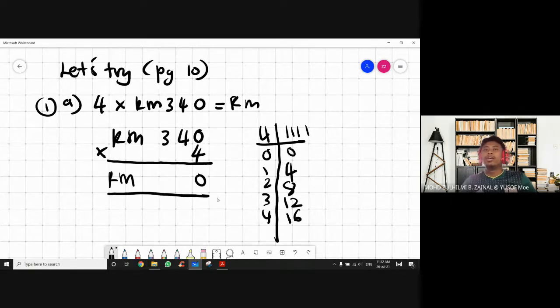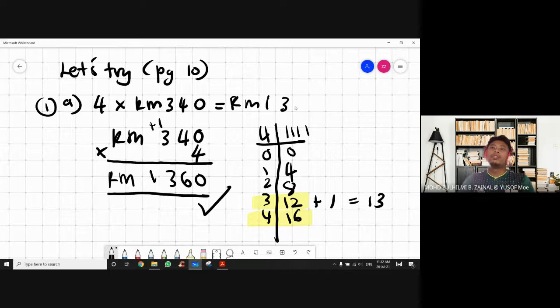So starting from 0 here, 0 times 4 is 0. 4 times 4 is 16. Bring down 6. Okay. Ni 16. 16 bring down 6. 1 tu buat apa? 1 letak atas. Okay. Buat plus sign. 3 times 4 equals to 12. Don't forget you have 1 plus 1. So 13. Bring down 13 here. Your answer should be 1,360. So tulislah RM 1,360 as your answer here.